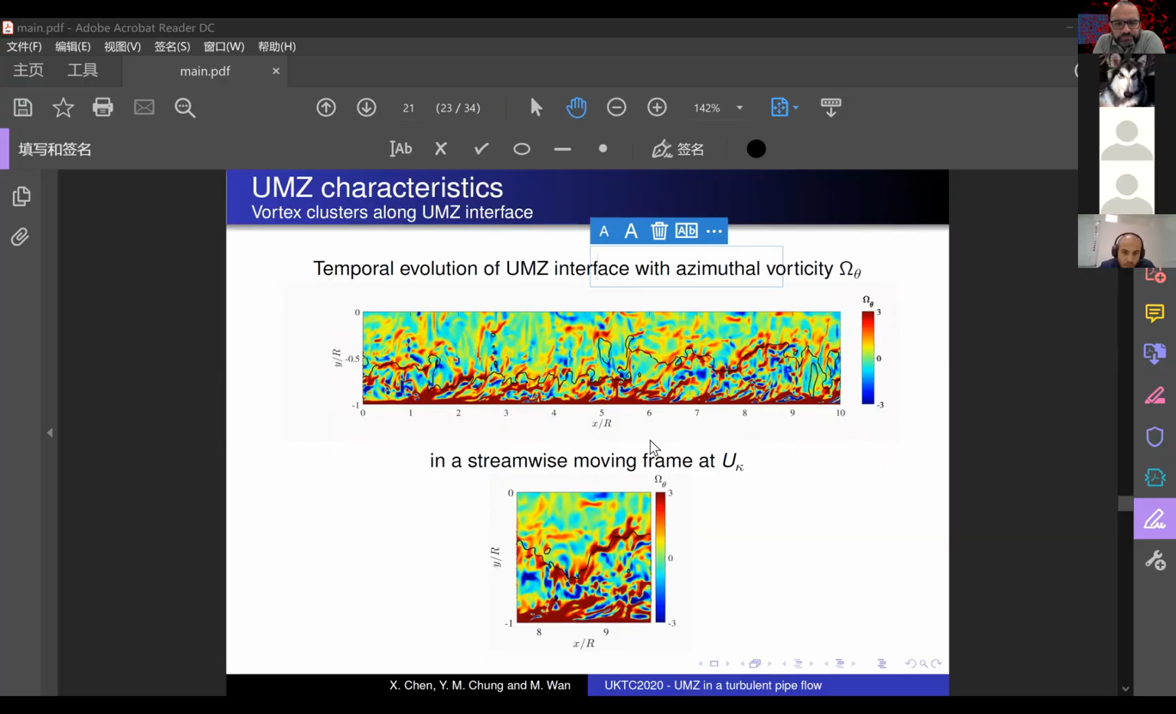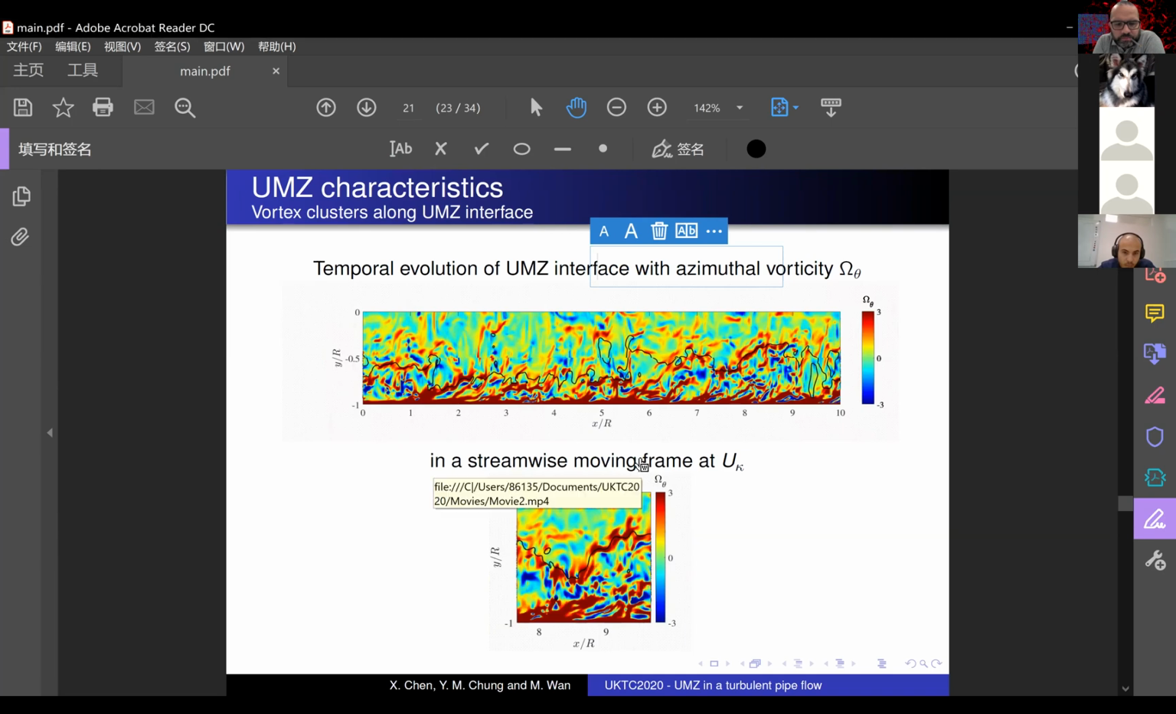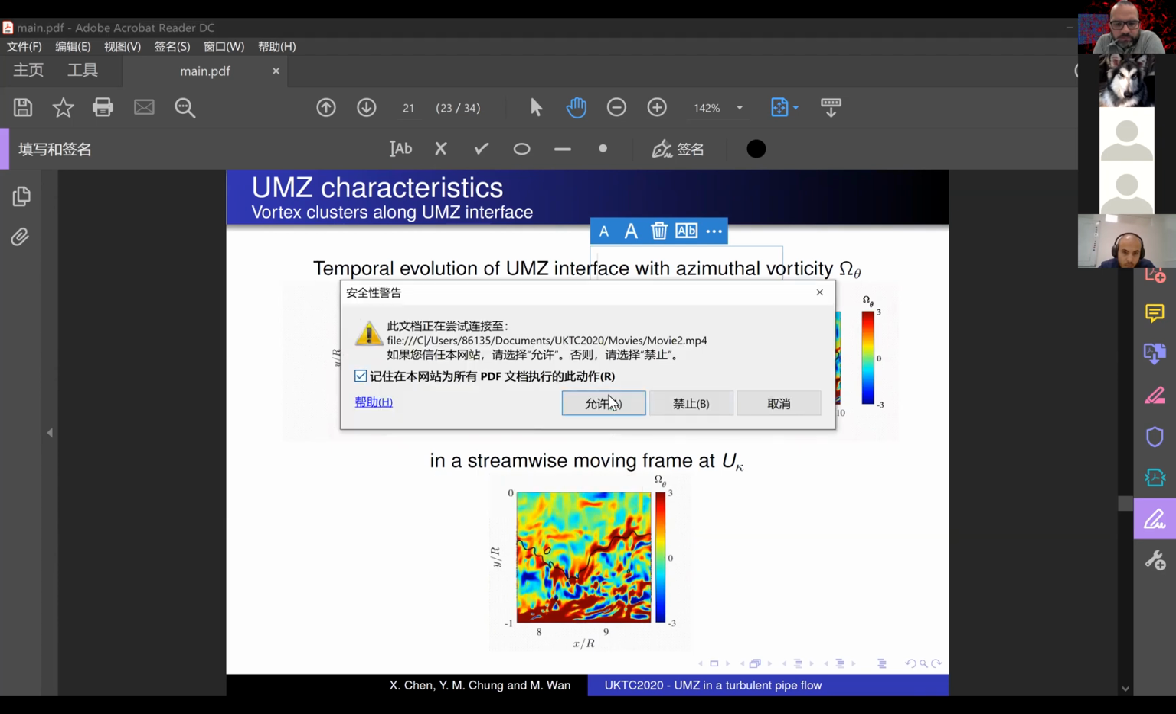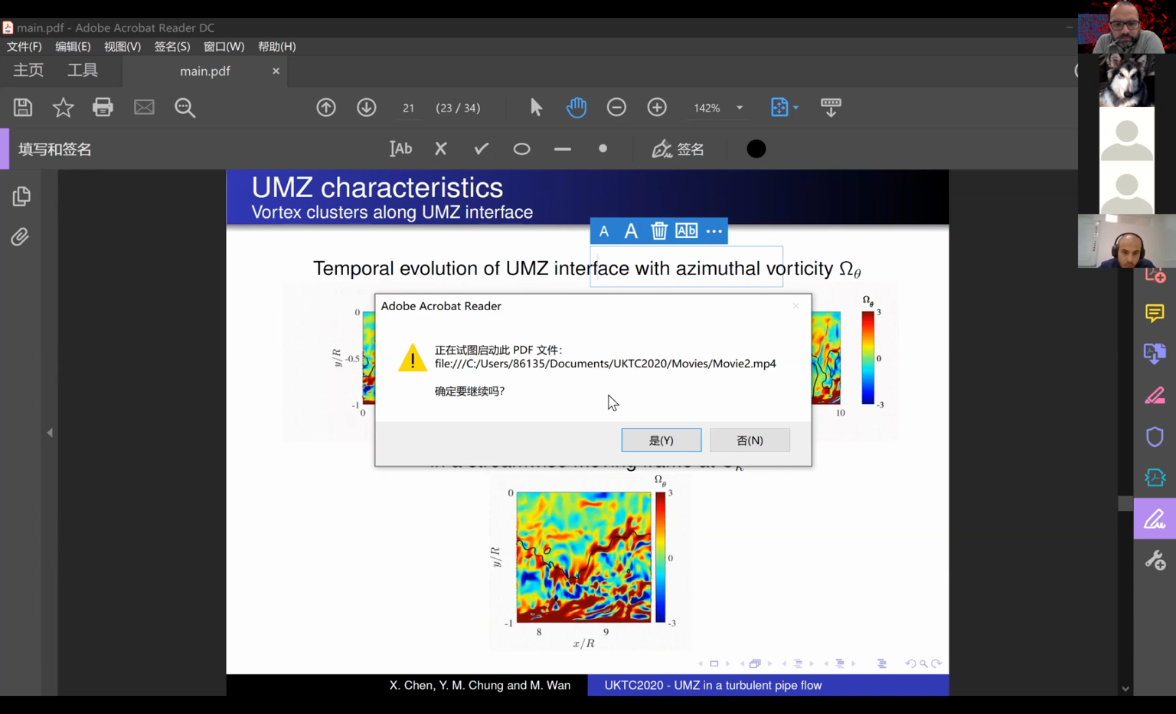So in this movie, we can see the attachment in time is very persistent. And the lower one here is how we applied a window that moves with the interface downstream. So we can see the local change of the interface along with the vertical structures.